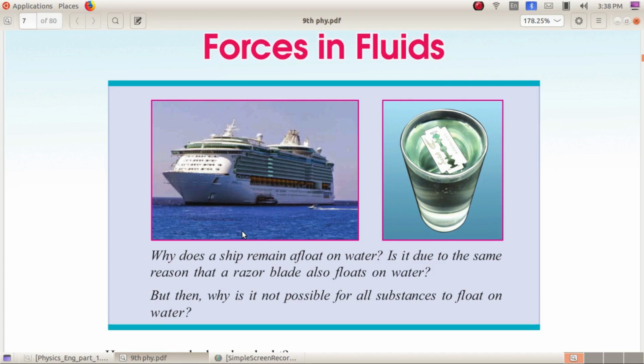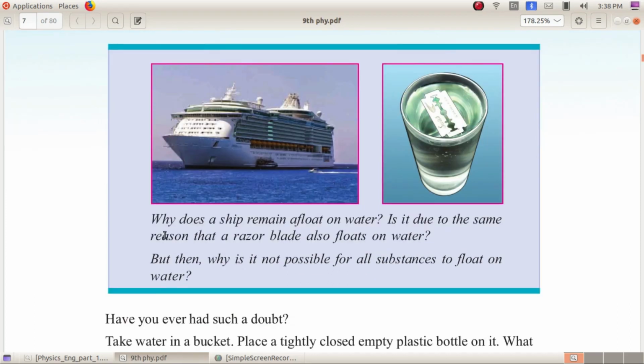Have you ever thought of this question? Why does a ship remain afloat on water? Is it due to the same reason that a razor blade also floats on water? But then, why is it not possible for all substances to float on water? We know that not every substance floats on water. Some sink into the water. What is the reason behind all this? This we are going to study in this chapter.